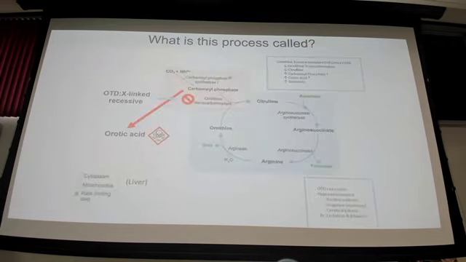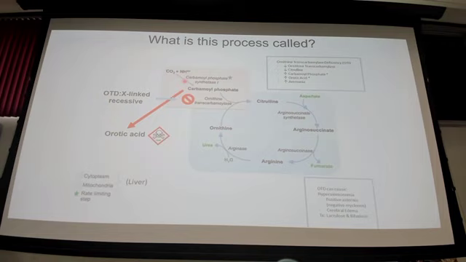What about this process? What is this called? Anybody? The urea cycle. So, of importance, the urea cycle, the goal is to remove that ammonium from excess amino acid intake to be excreted as urea, which will then be excreted in our urine by the kidney.